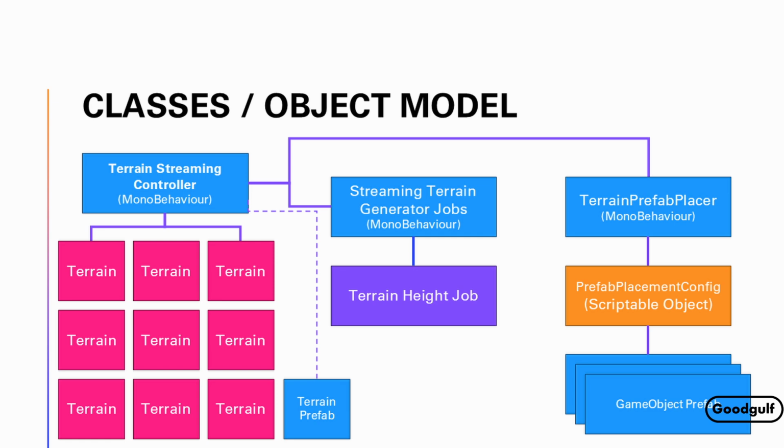I also added a terrain prefab placer, which reads a scriptable object containing the list of game objects and how they should be placed on top of the terrain. Objects can be rotated, and for building type objects the terrain can be raised to provide a foundation. This last option cannot be performed close to the terrain seams, because that would create visible gaps at the terrain boundaries.